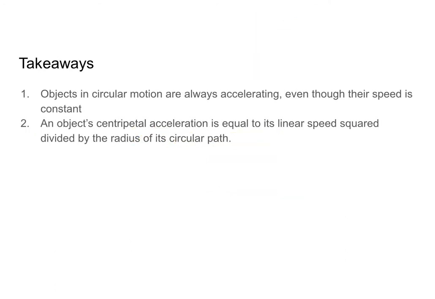So with that, let's go ahead and talk takeaways. First of all, objects in circular motion are always accelerating, even though their speed is constant. And secondly, an object's centripetal acceleration is equal to its linear speed squared divided by the radius of its circular path. It's also equal to, of course, omega squared times r. So with that, you now know all about our circular kinematics. It's your turn to try some problems on your own. Best of luck and happy solving.